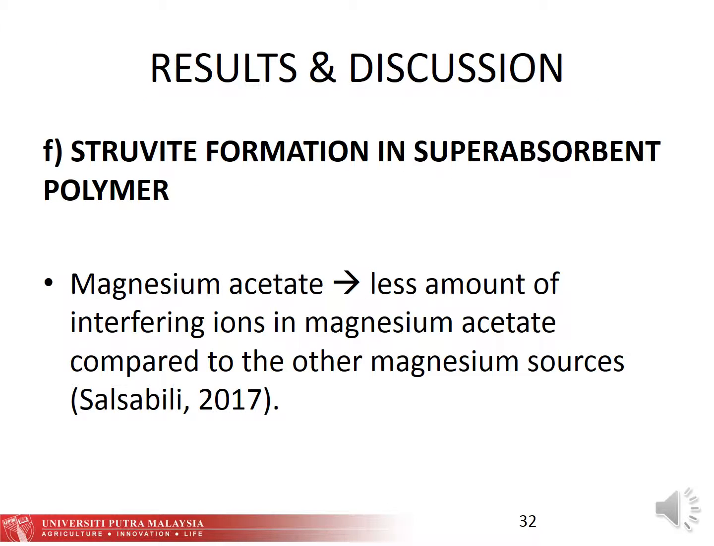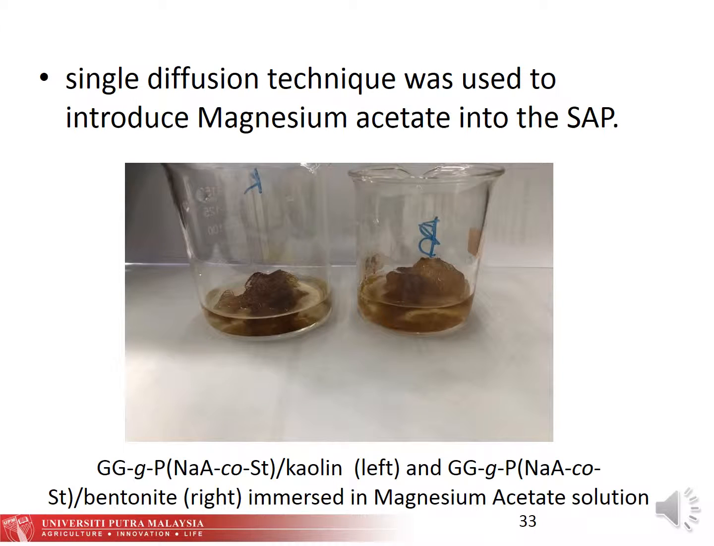Okay, for the struvite formation in superabsorbent polymer, magnesium acetate is used. There are a lot of magnesium sources that can be used, like magnesium chloride, but magnesium acetate is used because there is a smaller amount of interfering ions in magnesium acetate. The technique used to introduce the magnesium acetate into the SAP is the single diffusion technique.